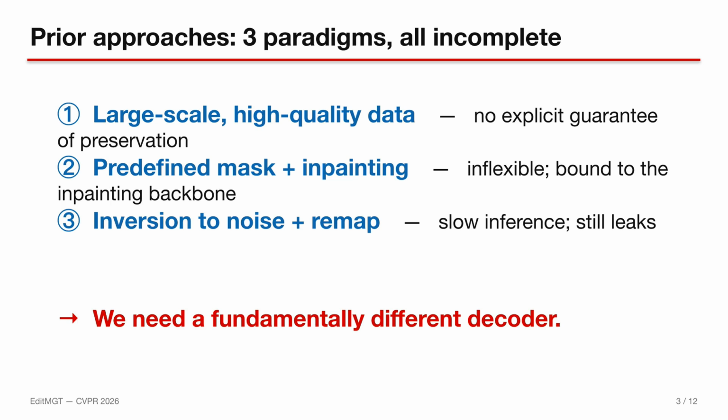Prior work tries three things. 1. Train on more high-quality data and hope the model learns to behave. 2. Use predefined masks together with an inpainting backbone, but flexibility suffers. 3. Invert the image to noise and remap, which is slow and still leaks. None of these explicitly guarantees preservation. We need a fundamentally different decoder.